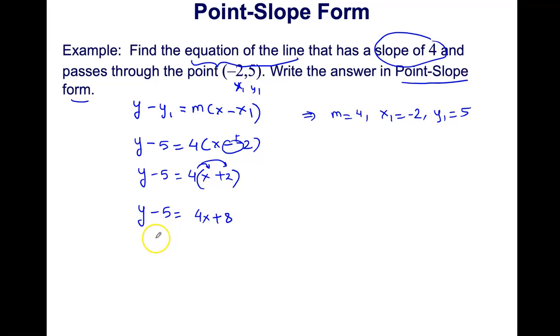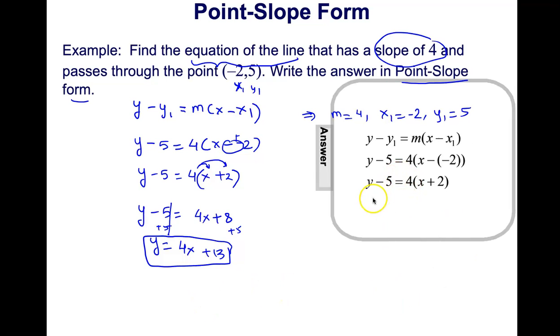What I can do next is write it in the form of y. This is my answer over here, or I can simplify it also. So y is equal to 4x, and here I have to add 5 to both sides, so I can cancel this out and plus 13. This is also one of my answers, another one over here. So let's check which one the question is asking for.